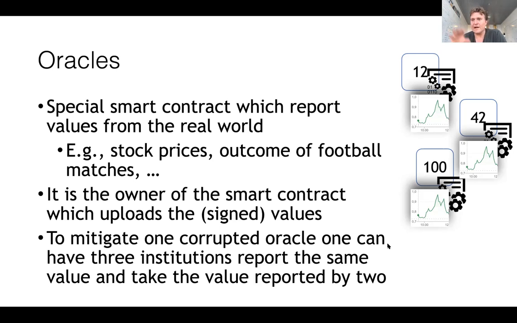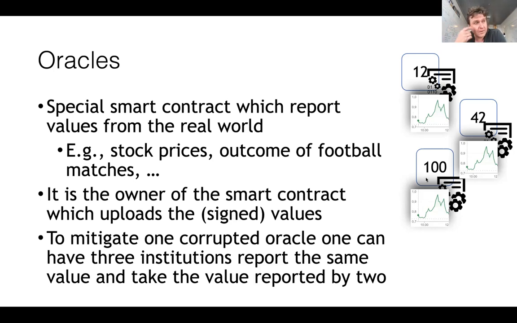Now, of course, if we did it that naively, it would allow the owner of that smart contract to manipulate the system by giving a false price. So what you would typically do is, instead of having one smart contract, you would have, for example, let's say 3 independent companies or parties uploading the same values. And then you would just take the value that's reported by 2 of them. And then already you would have protection against 1 corrupted oracle.